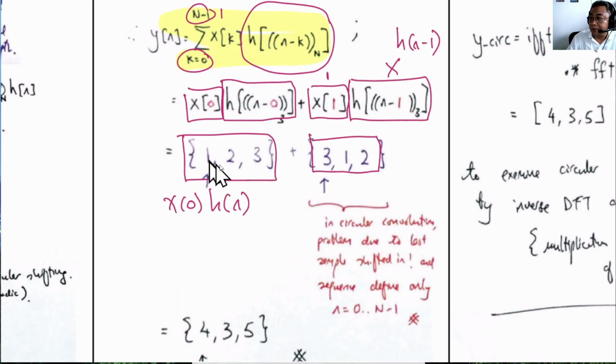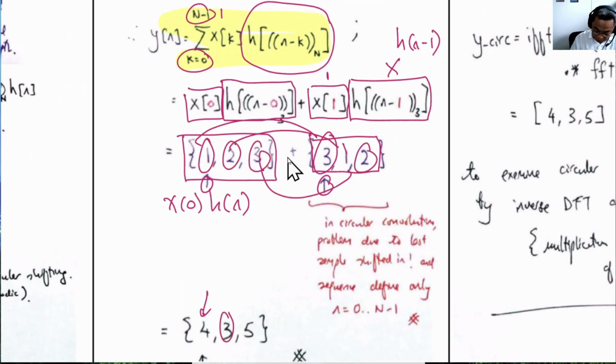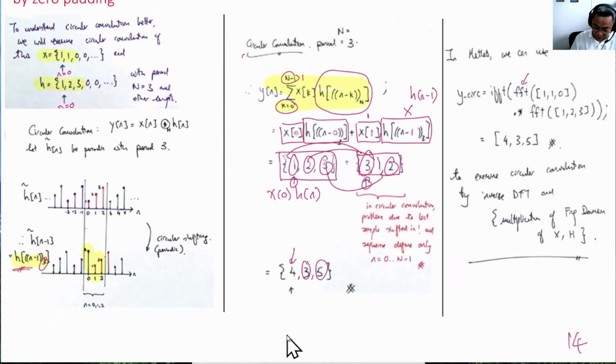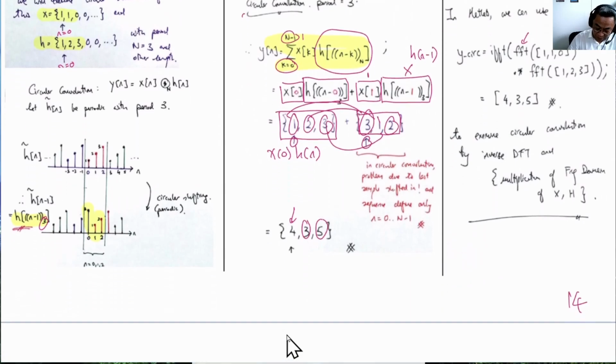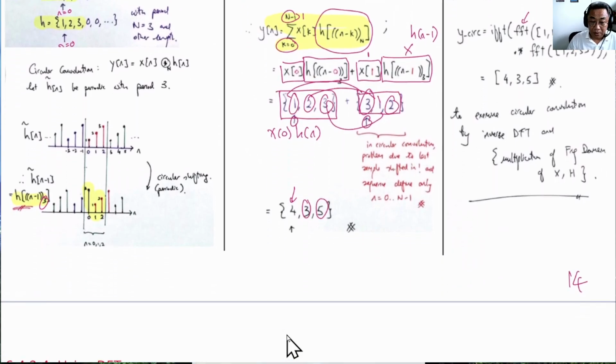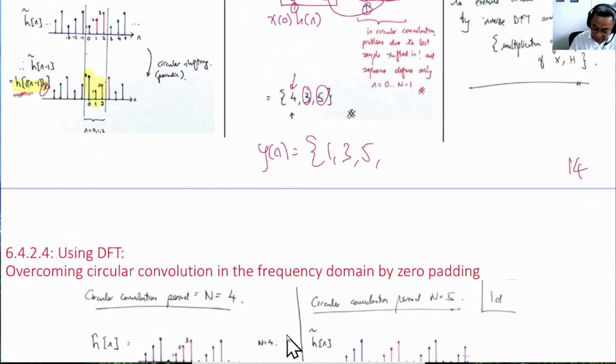So now we are going to sum. It's 1 plus 3 is equal to 4 because they are aligned here. 2 plus 1 is equal to 3. 3 plus 2 equals 5. So this is our output. And this, of course, is not the same as what we predicted in the linear convolution case. In the linear convolution, y[n] is equal to 1, 3, 5, 3, 0, 0, 0, and so on. So it got these two values right. The first value is wrong.